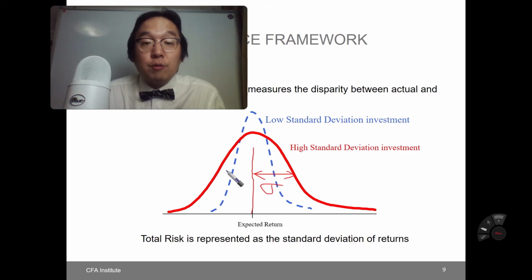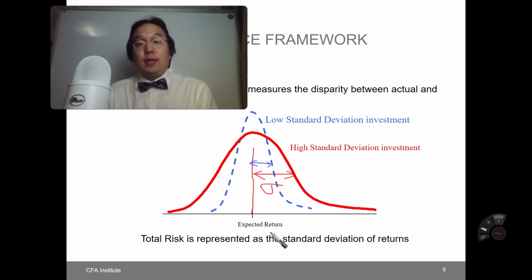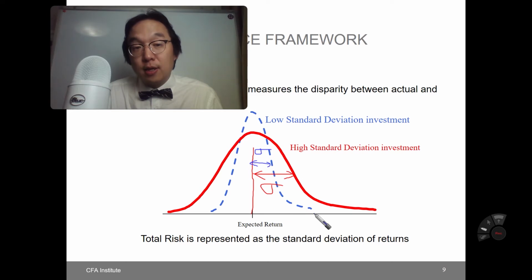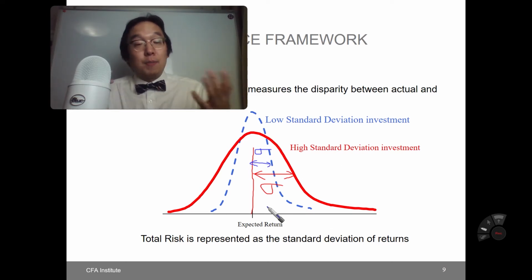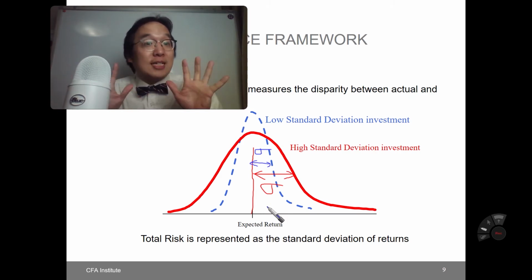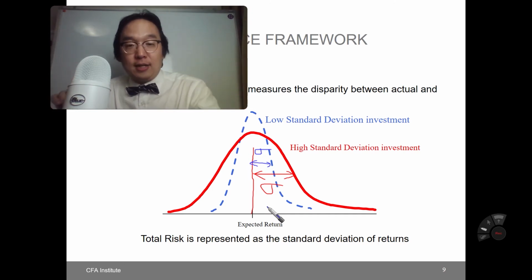This guy will be the measure of total risk. Now, how about the blue asset? The standard deviation of the blue asset will be much smaller, as you see, tightness. So risky versus low-risk companies. This is our typical measure of total risk, but this is not the end of the story. This is only the beginning.